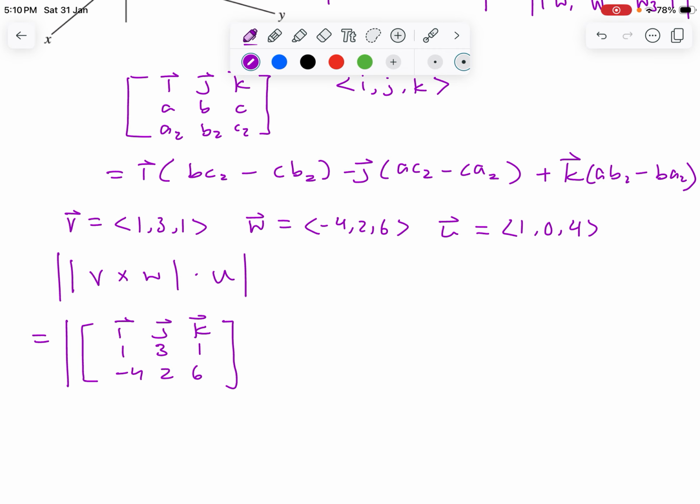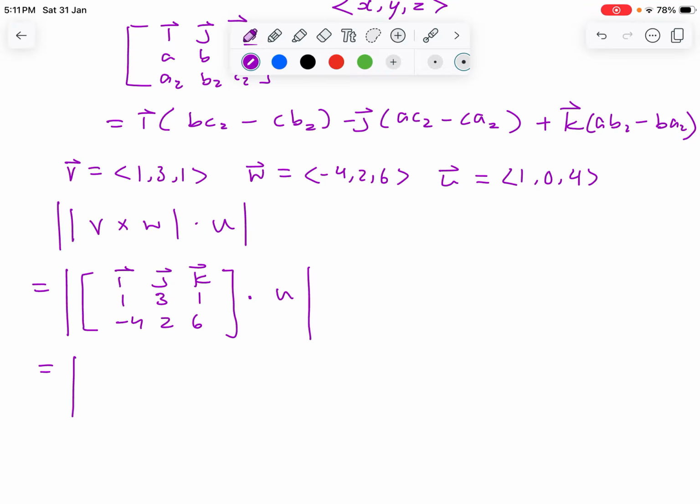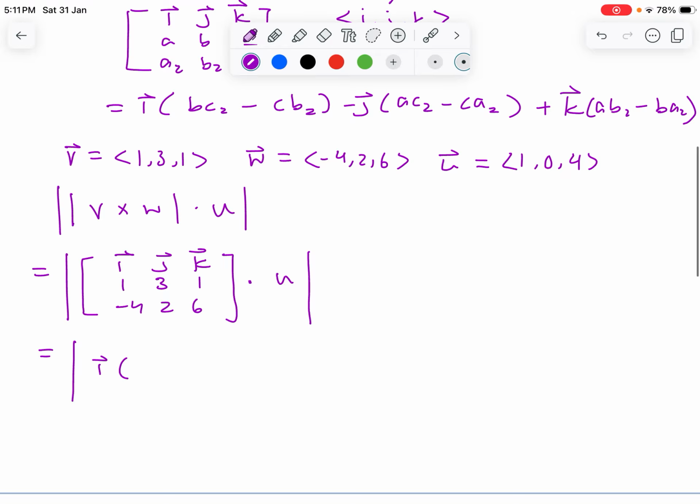And then times U, which is 1, 0, 4 in this case, but for now I'll just write it as U, so it's easier. And then to take that, basically again we do the method, so I times 6 times 3, which is 18, and then 18 minus 2, that is 16.